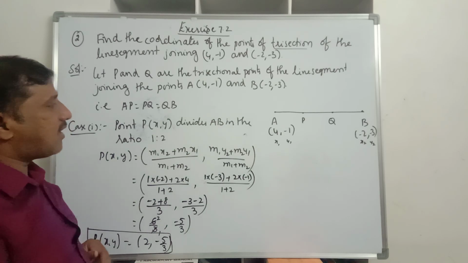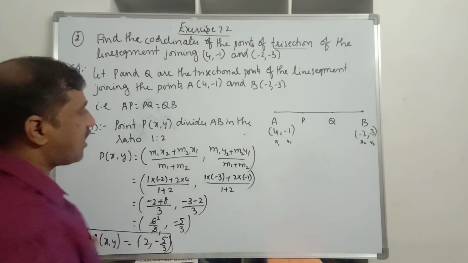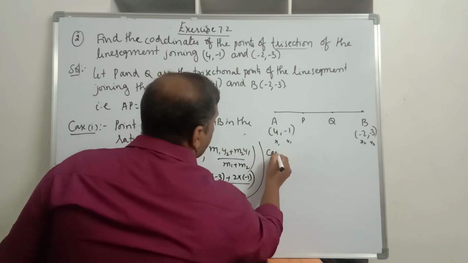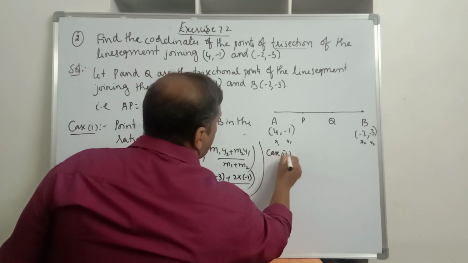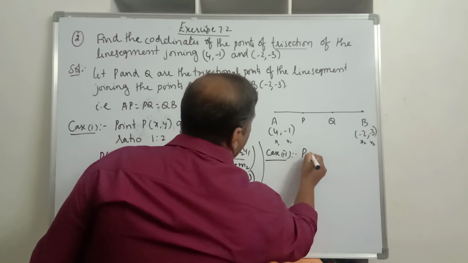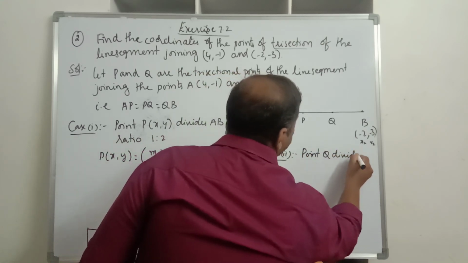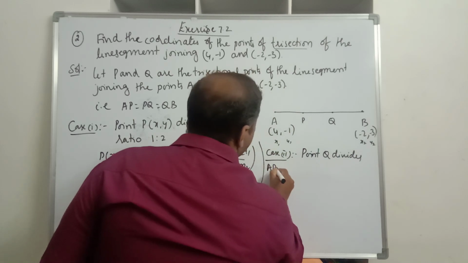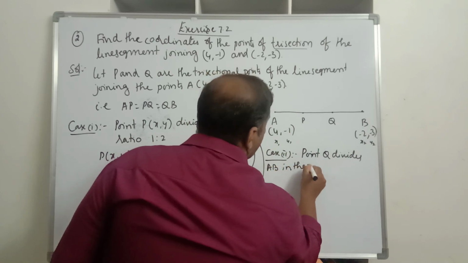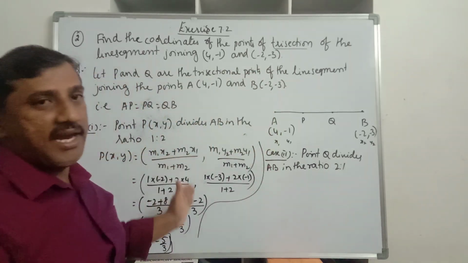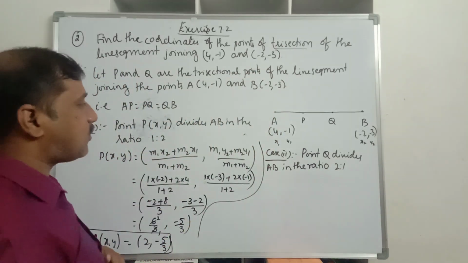Similarly, we can find the coordinates of point Q. Now it is case 2. What is case 2? It says that point Q divides AB in the ratio, what ratio it is? 2 is to 1. P it is 1 is to 2 and Q it is 2 is to 1.